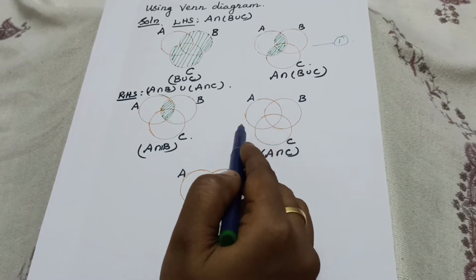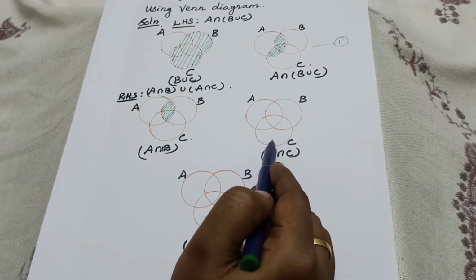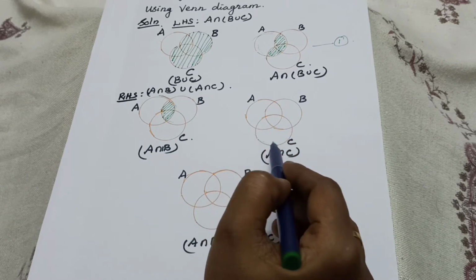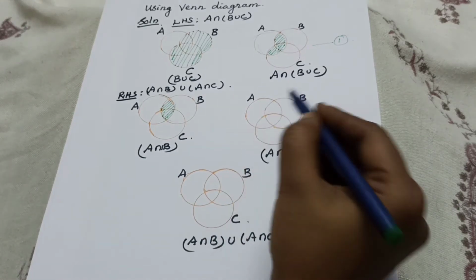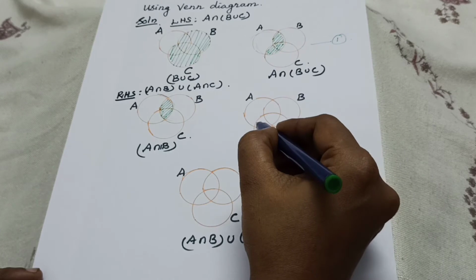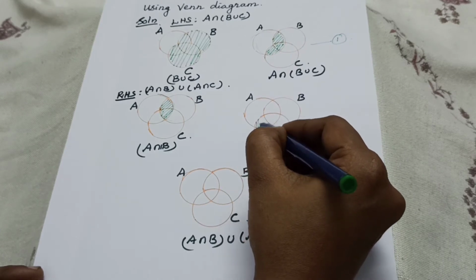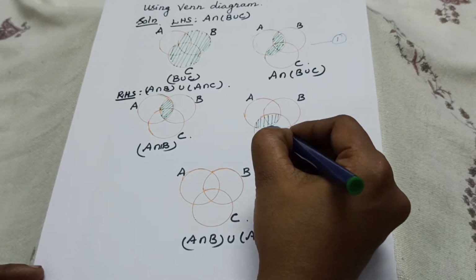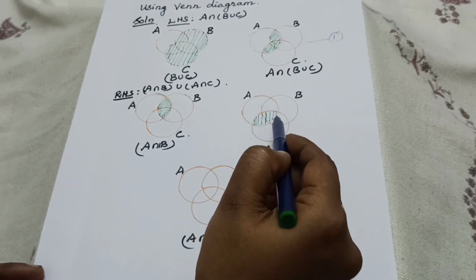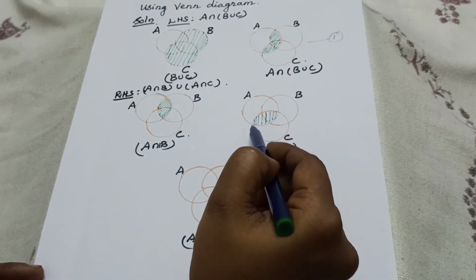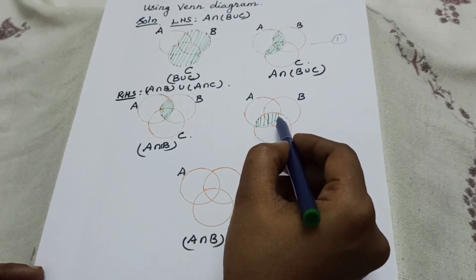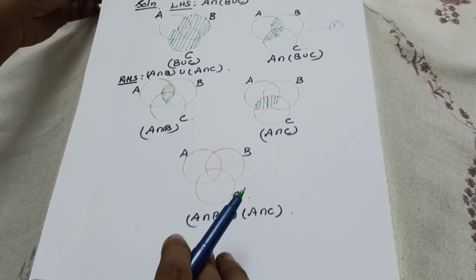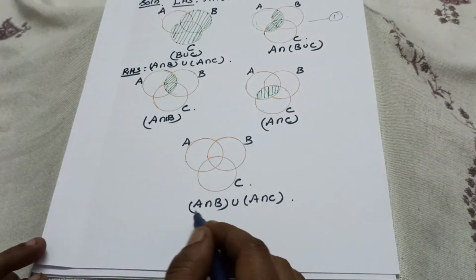A set and C set, you have to take. Both intersection is both common places. This area it will come. A and C. Are you clear? A set and C set, common, this portion only it will come. Okay. Next one, left hand side fully we have to take.